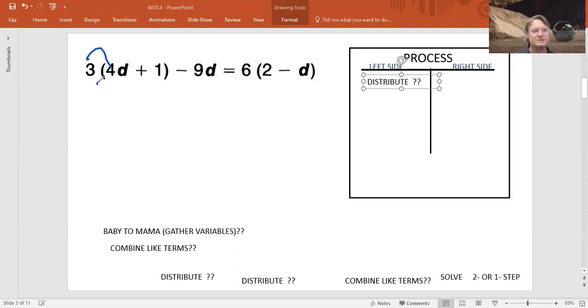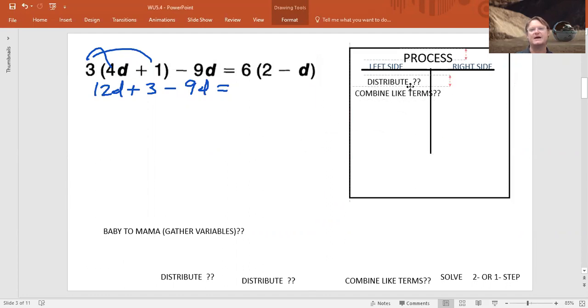3 times 4D is 12D, plus 3 times 1 is 3. Now, I'm going to be disciplined, like Mr. Miyagi, and I'm going to copy everything else down. You distributed on the left. Now I'm going to check that exact same side.